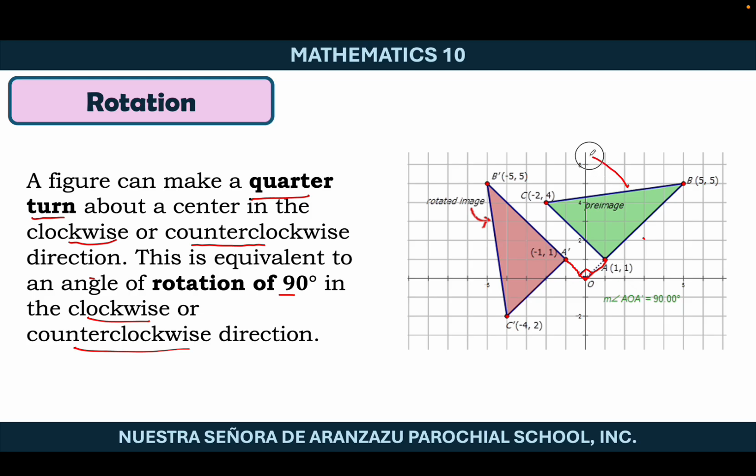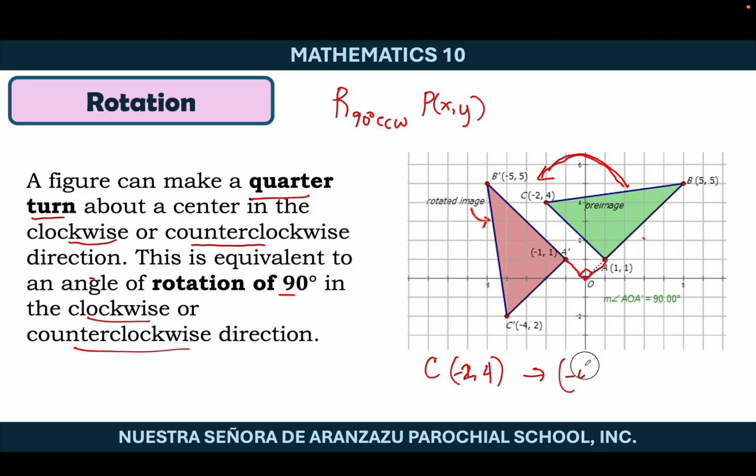Okay, so from the pre-image to the rotated image, we are going to derive the rule for this point. The angle of rotation is 90 degrees. From pre-image to the rotated image, ano ang direction niya? That is a counterclockwise direction. Now, when you have a given point x, y, so let's say this is 1, 1. Mahirap yan. Gawan ng rule or i-derive yung rule dyan. This one na lang. Point C, negative 2, 4. From the rotated point, it becomes negative 4, 2.